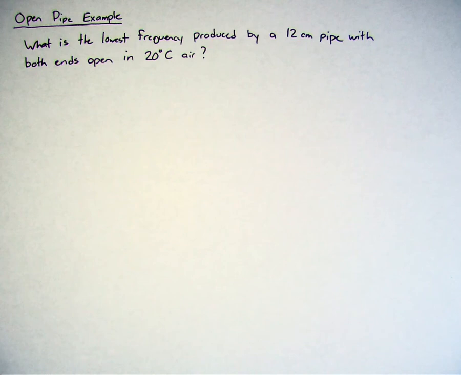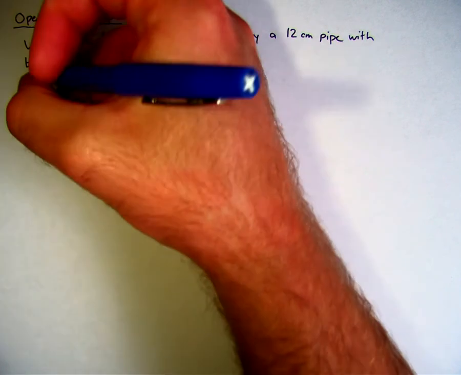In this example, we're going to look at an open pipe where we're trying to figure out the lowest frequency produced by this certain pipe with a certain length, and we know that the temperature of air is 20 degrees Celsius. Since we know the temperature in the air, first thing I'm going to do is figure out the velocity of our wave.